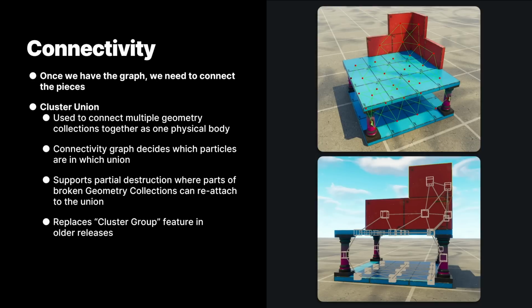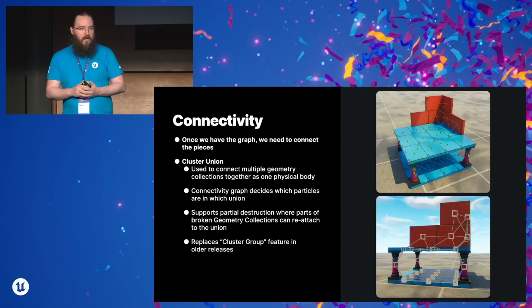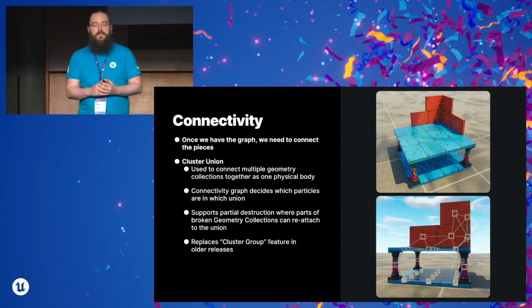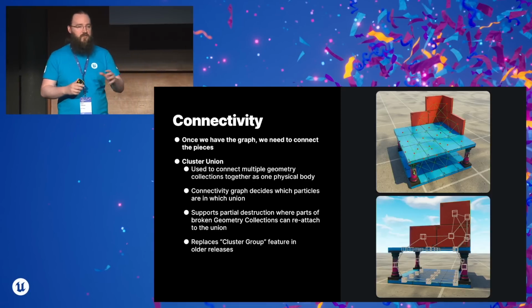Building the graph tells us which objects need to be connected, but this is a gameplay system, so it doesn't actually do the connection. So next, we need to actually build that inside the physics scene. So to do this, we created a component called the cluster union. It's an object that can connect multiple geometry collections together as one physical body inside the physics scene. It's responsible for deciding which internal particles belong to which union, and it supports partial destruction.